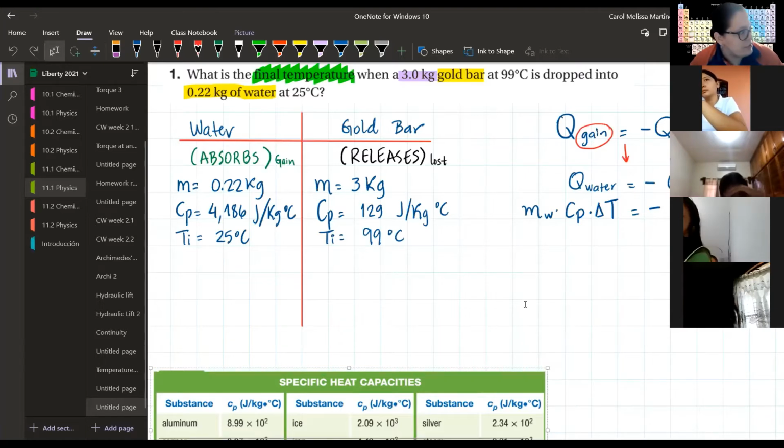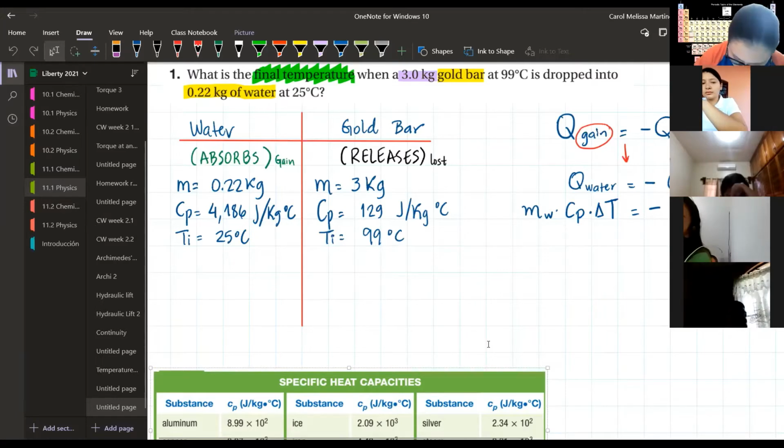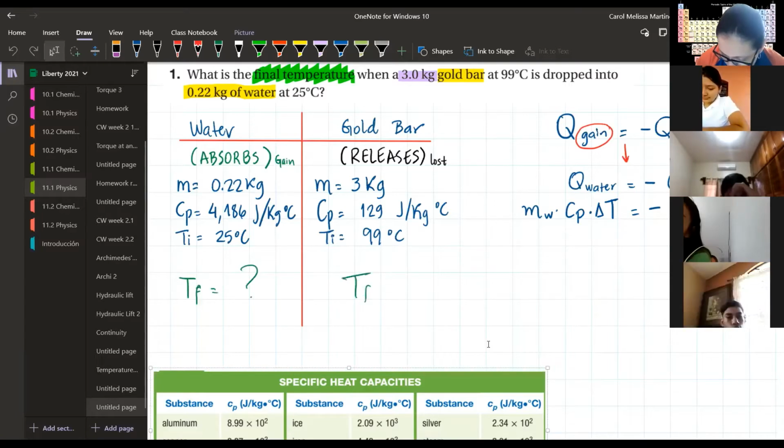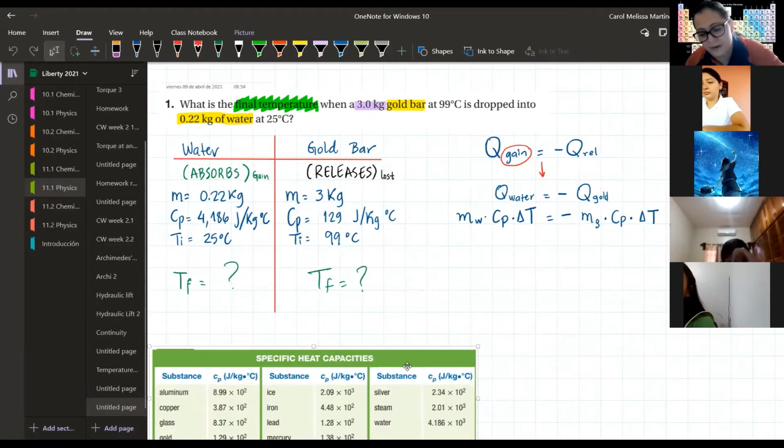So for this kind of exercise, when we have a final temperature, it means the final temperature for both substances. So my final temperature is unknown and it's common for both substances, okay? So from this, you can start working on the problem. Just remember, final temperature in calorimetry is going to be the same for both substances. So we're talking about the same variable.